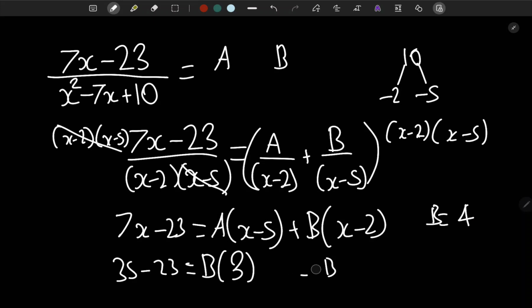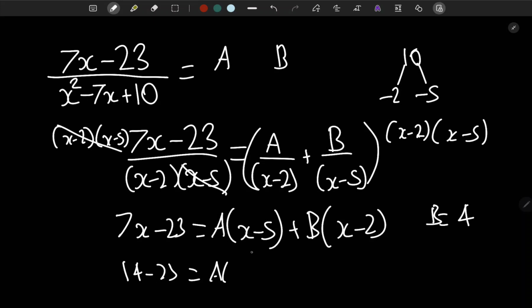Now do the same thing for a. We're going to substitute x as 2 here, so it's going to be 7 times 2, 14, minus 23 is equal to a into 2 minus 5, which is negative 3. Oh wait, I made a small silly mistake here. 14 minus 23 is going to be negative 9, so negative 9 is equal to negative 3a, and a is going to be 3.